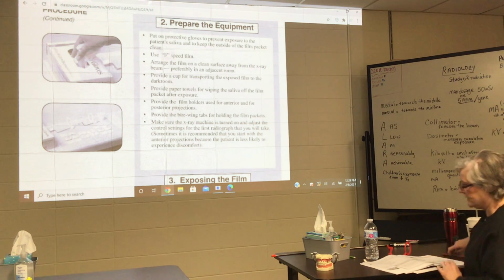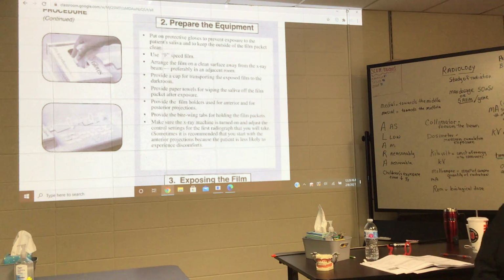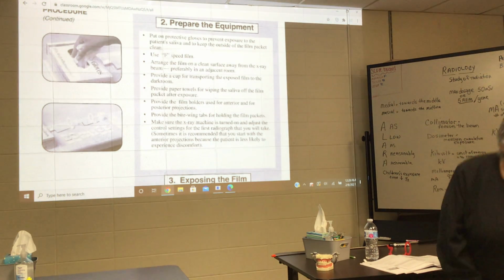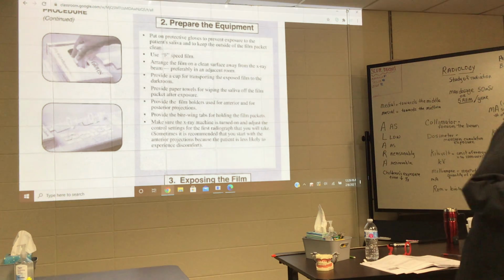I don't have it highlighted in my book. I need to have, you got a highlighter somewhere? Is it right here? Yeah, there's one. Cool. Okay.